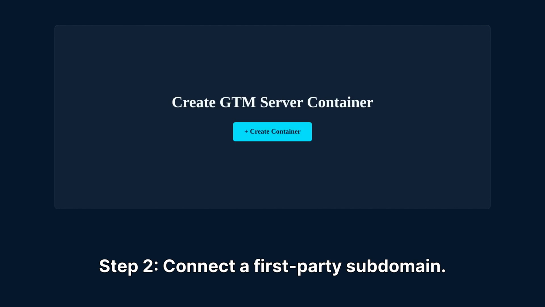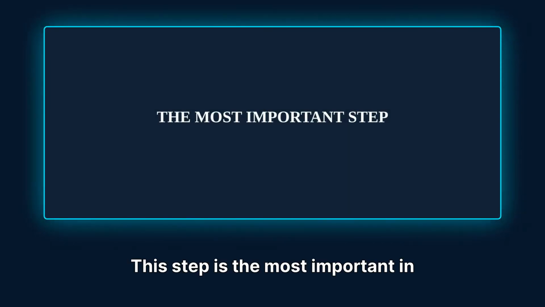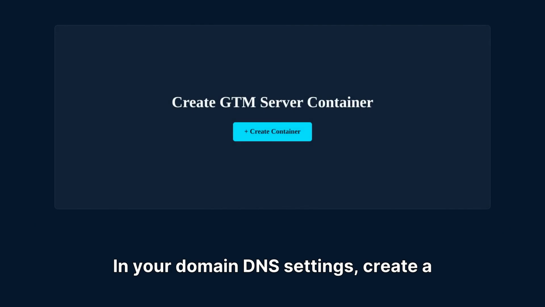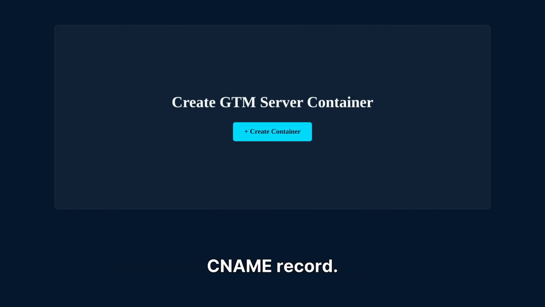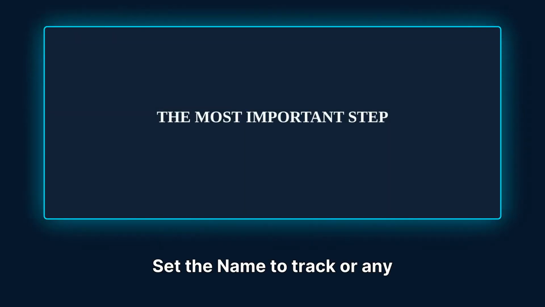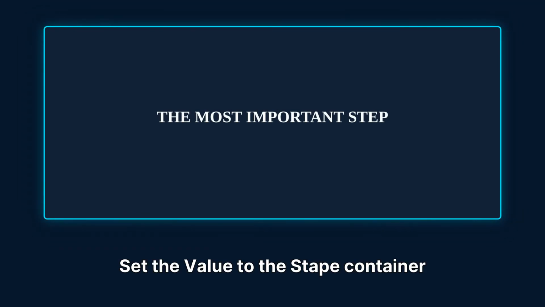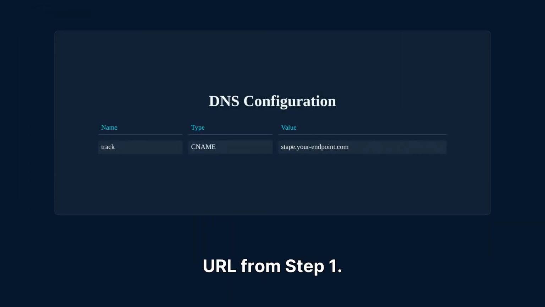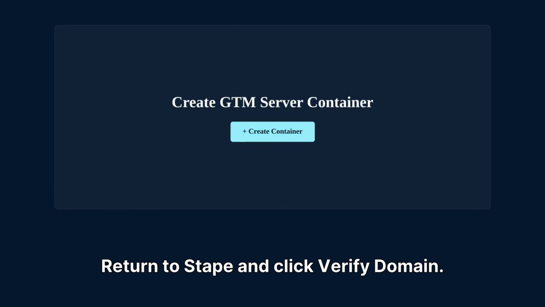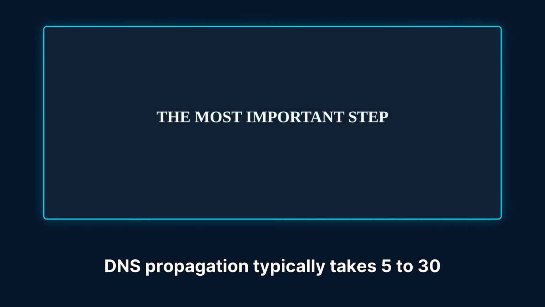Connect a first-party subdomain. This step is the most important in the entire setup. In your domain DNS settings, create a CNAME record. Set the name to track or any subdomain you prefer. Set the value to the Stape container URL from step 1. Return to Stape and click Verify Domain. DNS propagation typically takes 5 to 30 minutes.